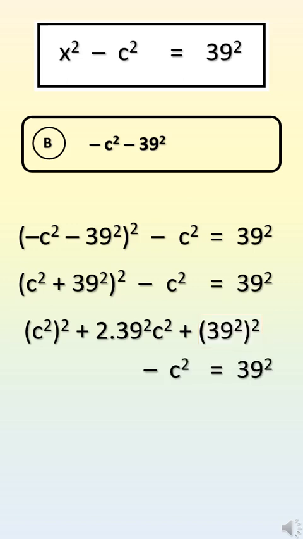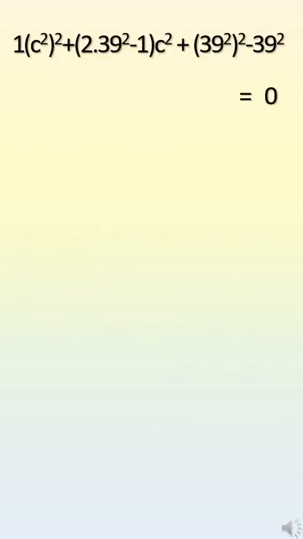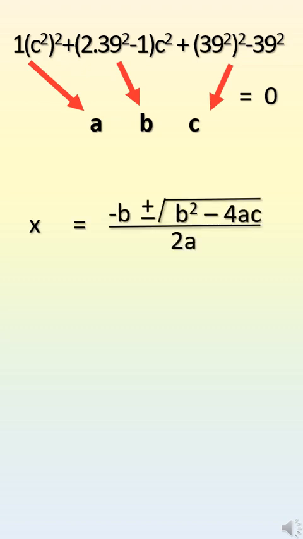Bringing everything to the left-hand side, we end up with c squared to the power of 2 plus 2 times 39 squared minus 1 in front of c squared plus 39 squared to the power of 2 minus 39 squared, all equal to 0. So we end up with a quadratic in c squared. So we have the coefficient for the c squared squared term, and for the c squared term, and the constant term. Those are our values of a, b, and c. The quadratic formula states that x is equal to minus b plus or minus root b squared minus 4ac, over 2a.